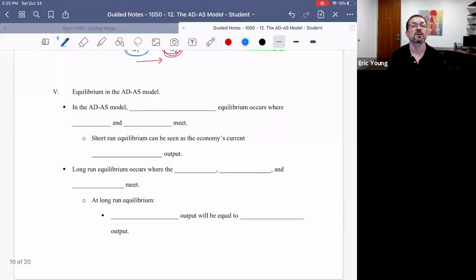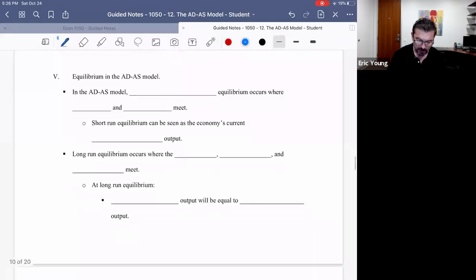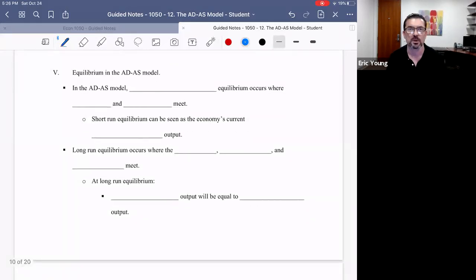And with that, my friends, we're done with our three pieces. We've covered AD, SRAS, and LRAS. Your big takeaway should be the shape of each one, why they're shaped that way, what can shift them, what determines them. Chew on those pieces for a bit. Make sure you understand the key components of those three parts. Again, AD, SRAS, and LRAS. And in our next video, we'll put it all together by determining equilibrium in this model. Thanks, and I'll see you in a bit.